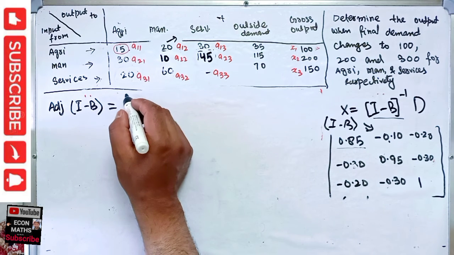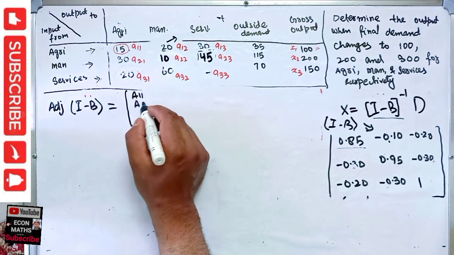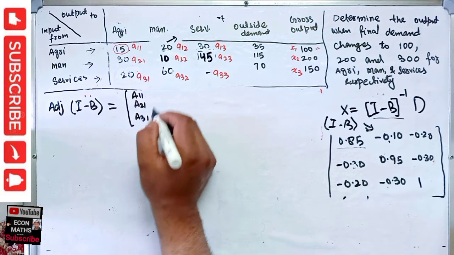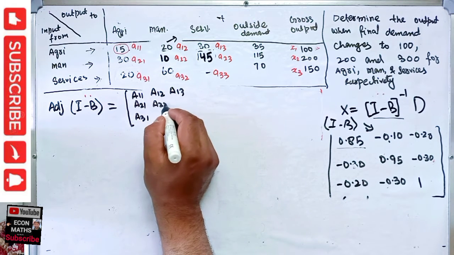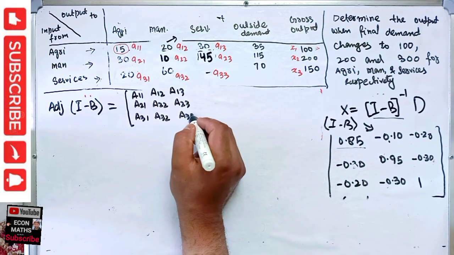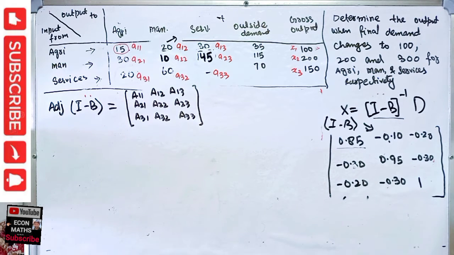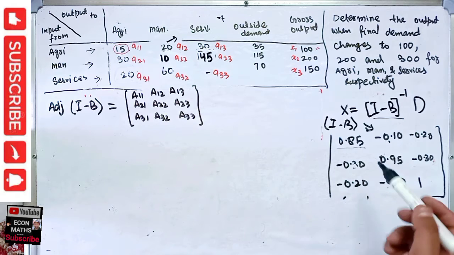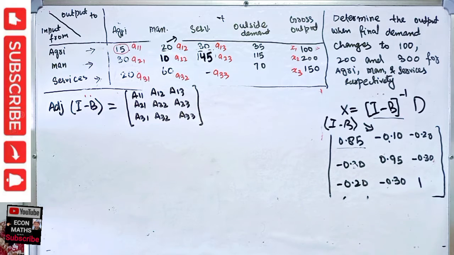So I will write, let us say this is a11, a21, a31. So I will write here a12, a13, a22, a23, a32, and a33. Okay, we have to find these very numbers. How do we find these numbers? For that we have to find the minors first. We have to find the minors of this very matrix.